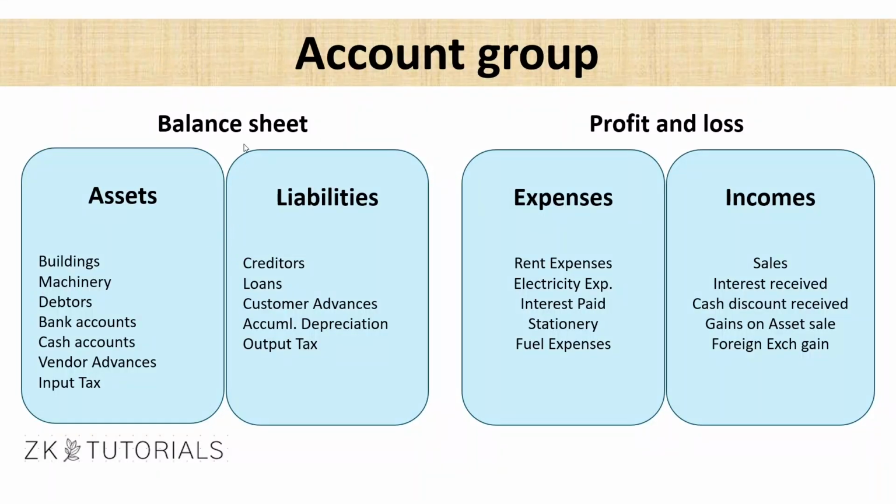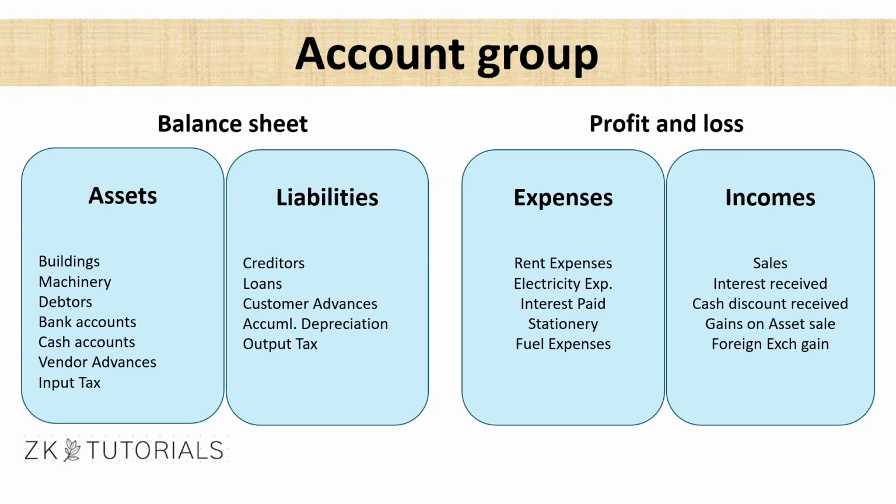Output tax. In this balance sheet, under liabilities, we have output tax. This is also a general ledger account which we will be creating under account group. So output tax is a liability because whenever we purchase some goods, it becomes input tax. Whenever we sell the goods, it becomes output tax.